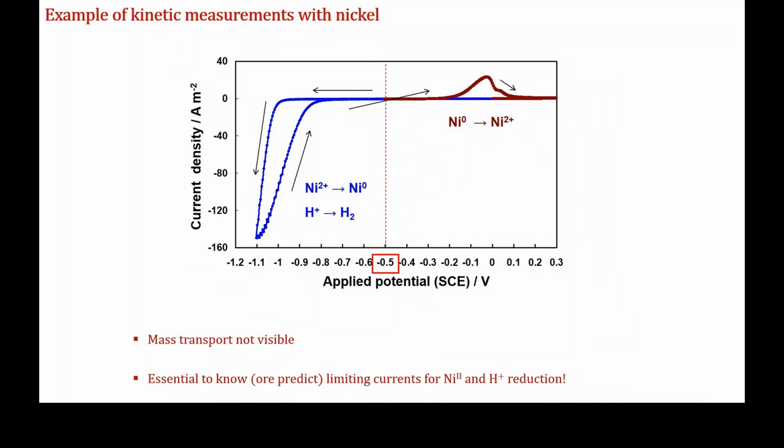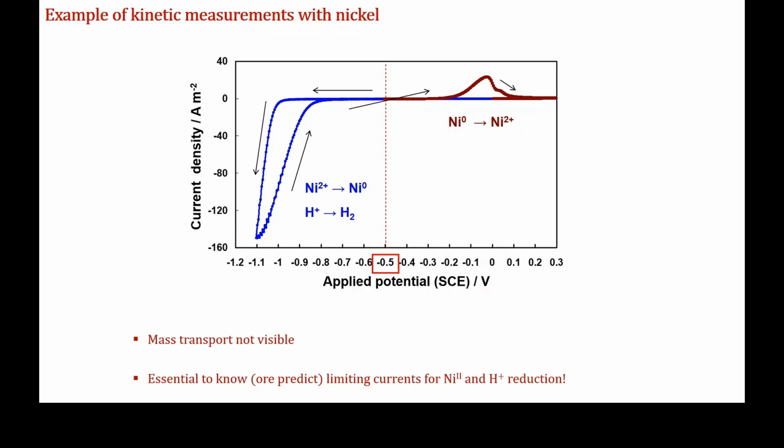So we start there, and we see when we get some reduction. So we scan the potential. This is a technique called cyclic voltammetry. We go negative, we try to get some reduction, and we get a current. We then get to minus 1.1 volts and reverse the direction of the scan.